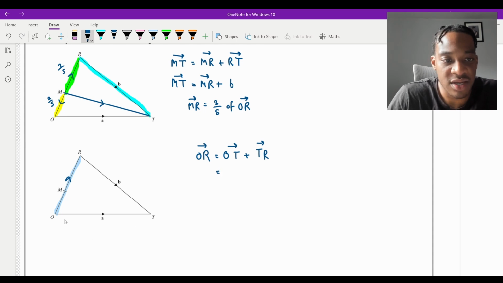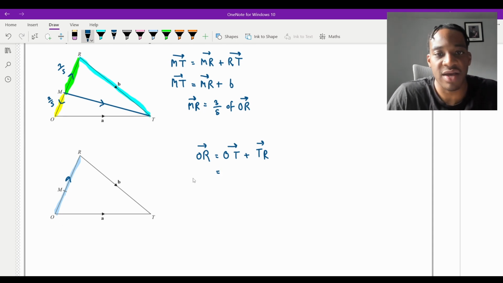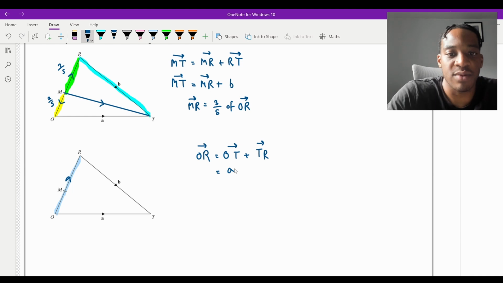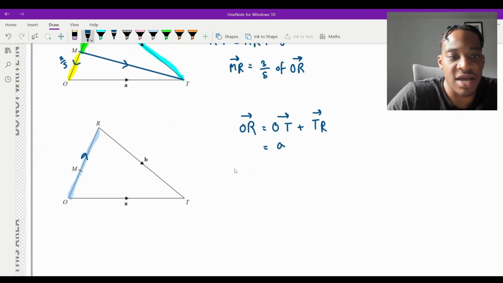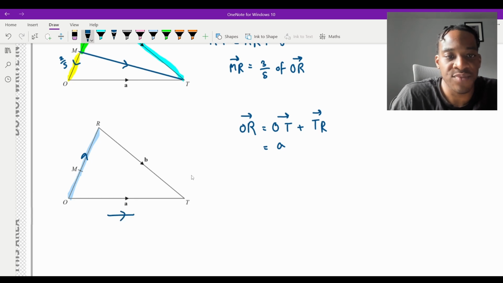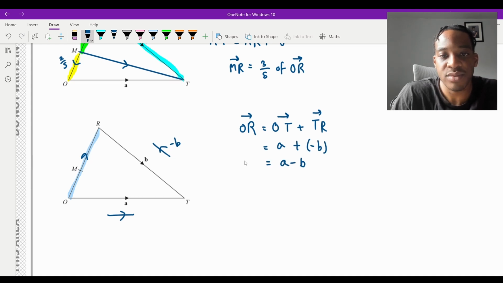Now, O to T is quite clearly A. It's given to us right there. So I'm going to point A here. I'll just zoom in a bit more so it's a bit clearer. So that's A. And then I'm going to write this here. This is O to T. And then we need to go from T to R, which is the opposite of going from R to T. So it's going to be a minus B here, isn't it? So I'm going to put a minus B here. So it's going to be plus minus B, which is the same as A minus B. So now we know what O to R is.